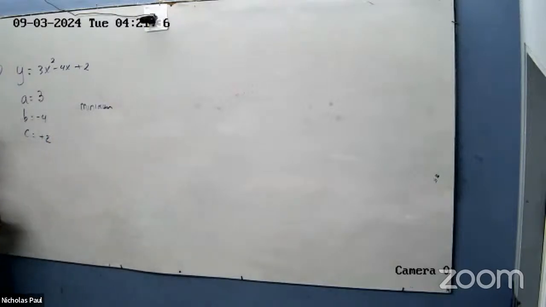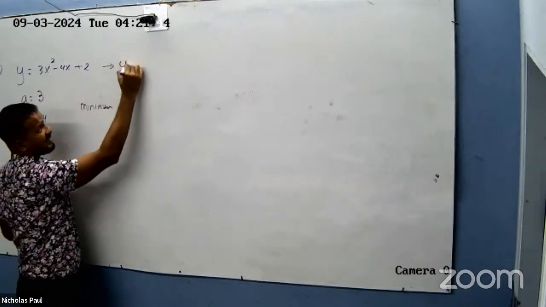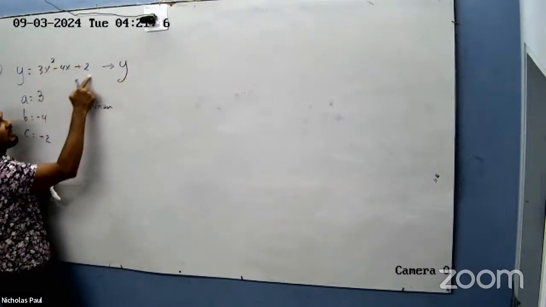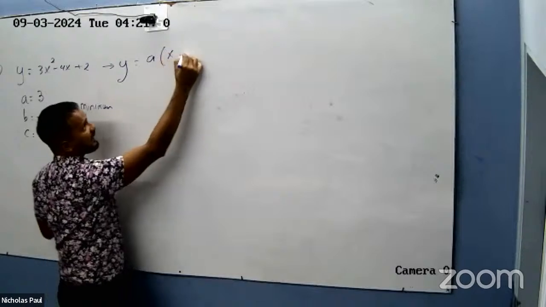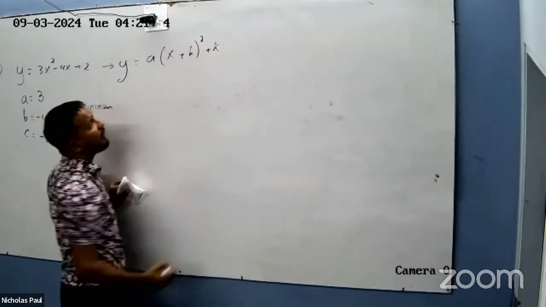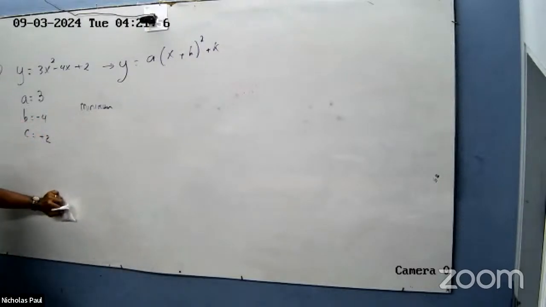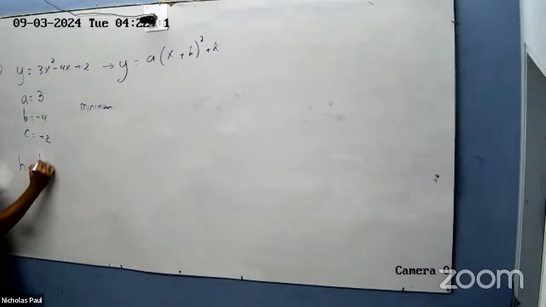If you look here, we know what A is, we know what B is, we know what C is. In order for us to complete the square, we're going to write it in this form: the same quadratic, but we're going to make it look like this: A open brackets, x plus h, squared, plus k. So we need to find h and we need to find k. Let's start with h. Really easy, b over 2a.